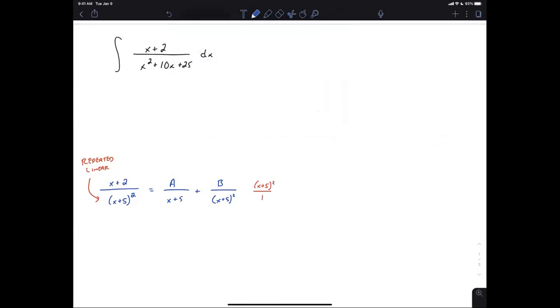And so now when we multiply through, on the left-hand side, both factors of x plus 5 cancel. On the right-hand side, on the first one, you've got 2 x plus 5s on the top and 1 x plus 5 on the bottom. So one of them cancels, and you get a times x plus 5. On the second one, both x plus 5s cancel, so you get just b. Does everybody follow how that worked?